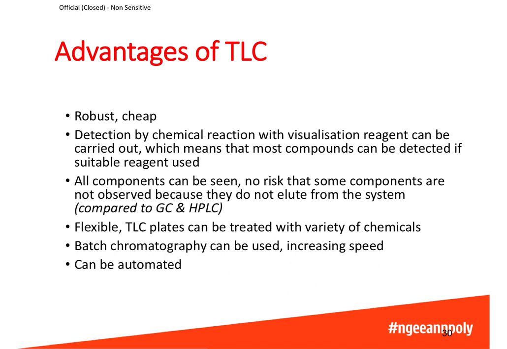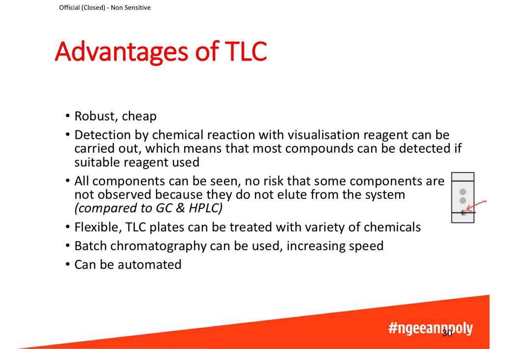Also, all components on the TLC plate can be seen. For example, even if there was a spot that did not move at all on the TLC plate because it adheres so strongly to the stationary phase, that component can still be seen on the TLC plate. So there is no risk that some components are not observed because they do not elute from the system. This is in comparison to gas chromatography and high-performance liquid chromatography, where if the compound does not elute from the system, it would not even be detected.